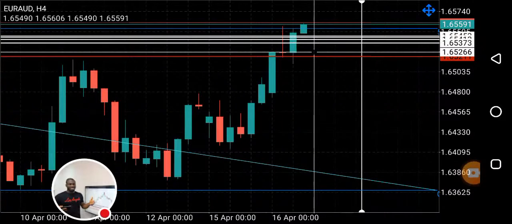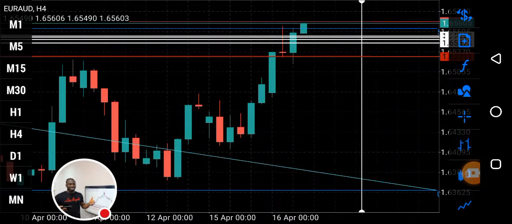That is my take on Euro Australian dollar. My bias on Euro Australian dollar still remains bearish, still bearish. Okay, let's move to the next pair.